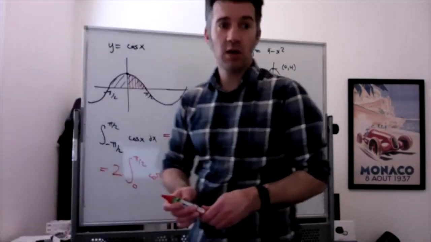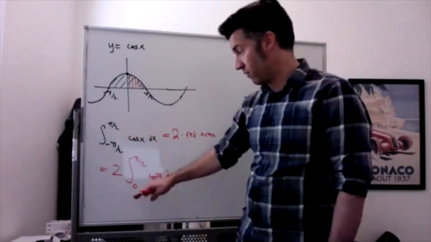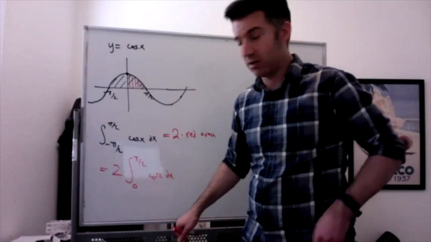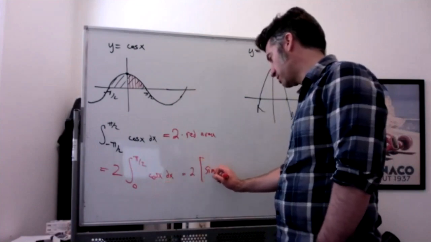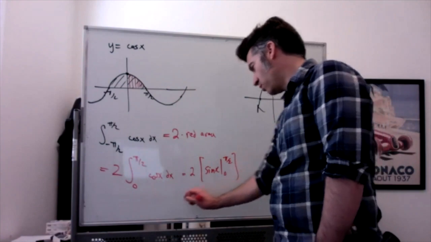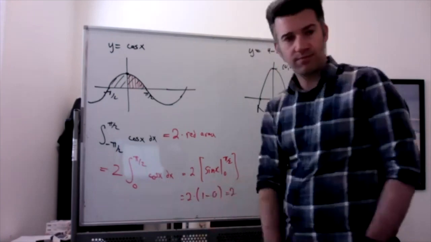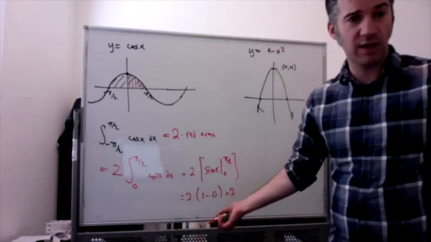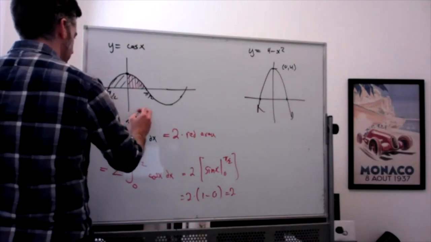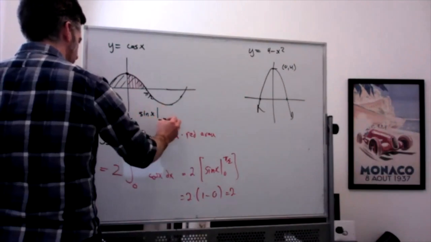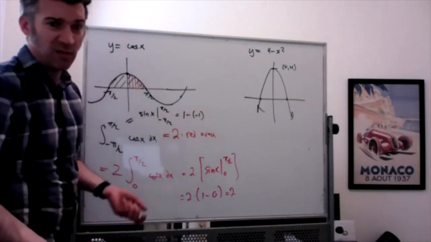So if you get an even function from a negative number to the same corresponding positive number, you can always split it in half, go from 0 to the positive number, and then double your answer. In this case, we'd get 2 times the integral of cosine, which is sine of x from 0 to pi over 2, which would be 2 times sine of pi over 2, which is 1, minus sine of 0, which is 0. To me, and to most people, this feels nicer. You could do it regularly: sine of x from negative pi over 2 to pi over 2, and then you have to do sine of pi over 2 minus sine of negative pi over 2. So it's a little more work that way.